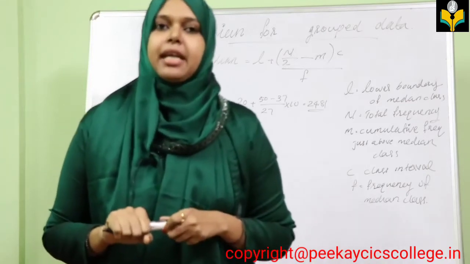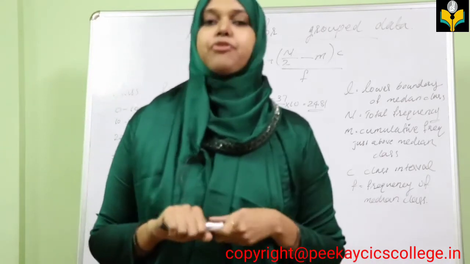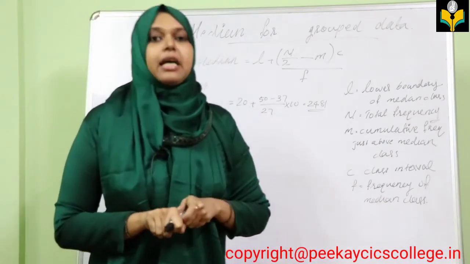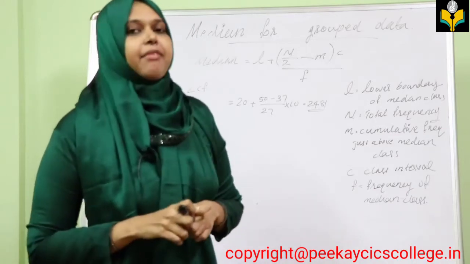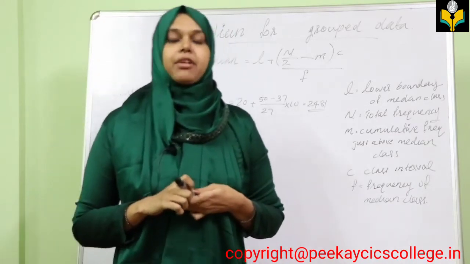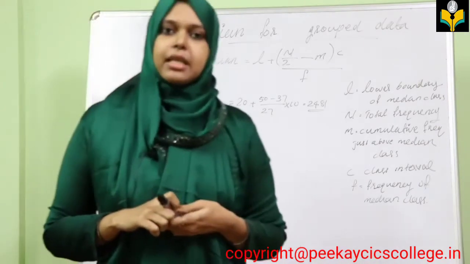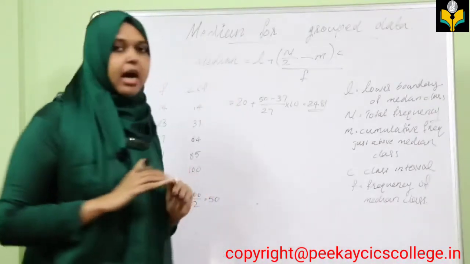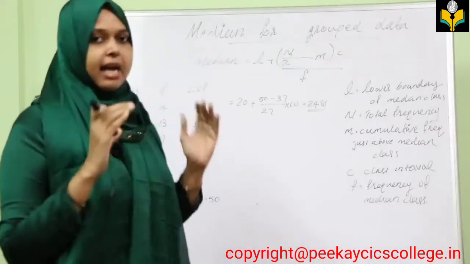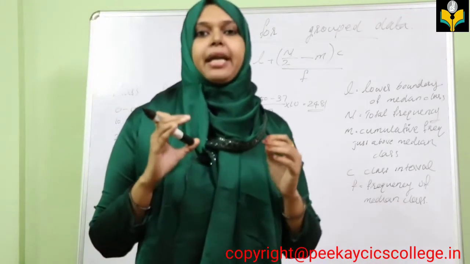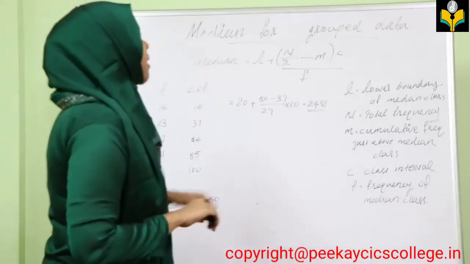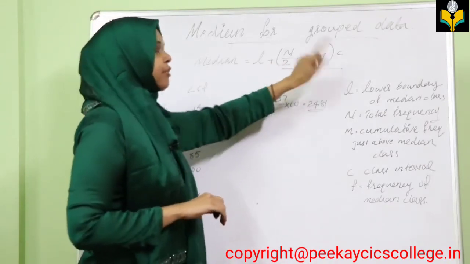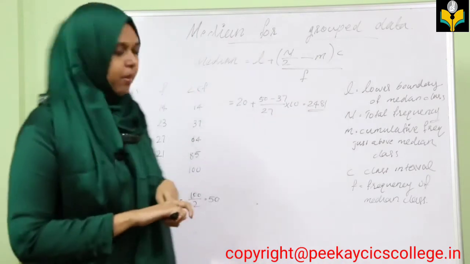To find the median class we follow the same steps as in ungrouped data. First we find the less than cumulative frequency, then n by 2, and we look in which cumulative frequency n by 2 is included for the first time. After that we get a class called the median class. Then we apply one formula: L plus n by 2 minus m by f into c.